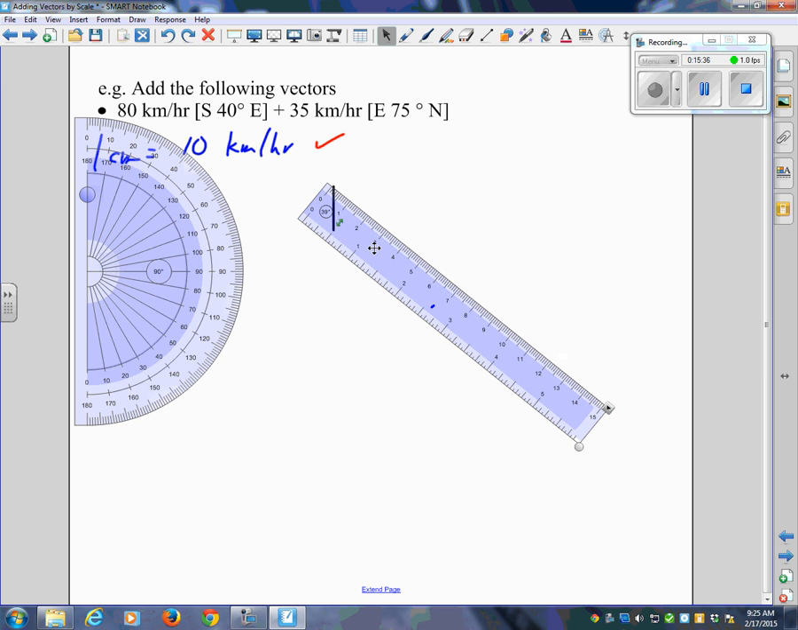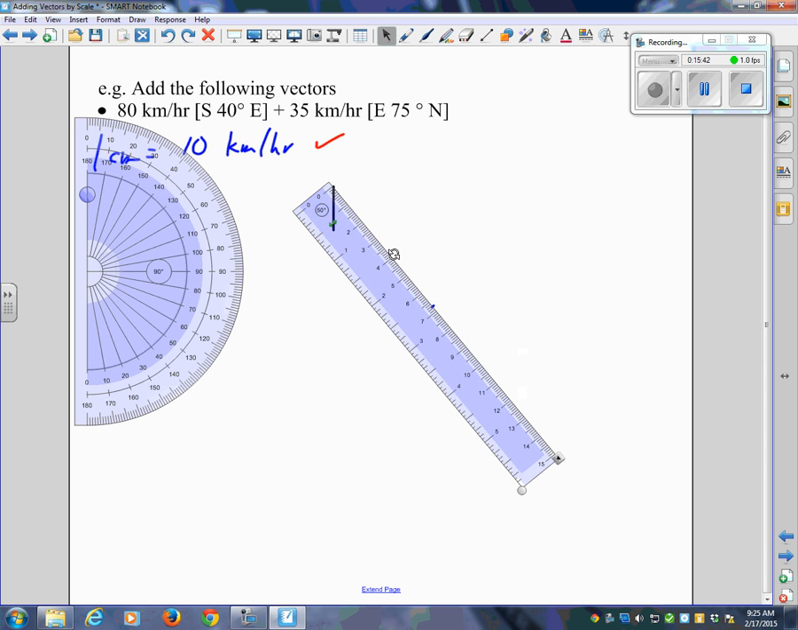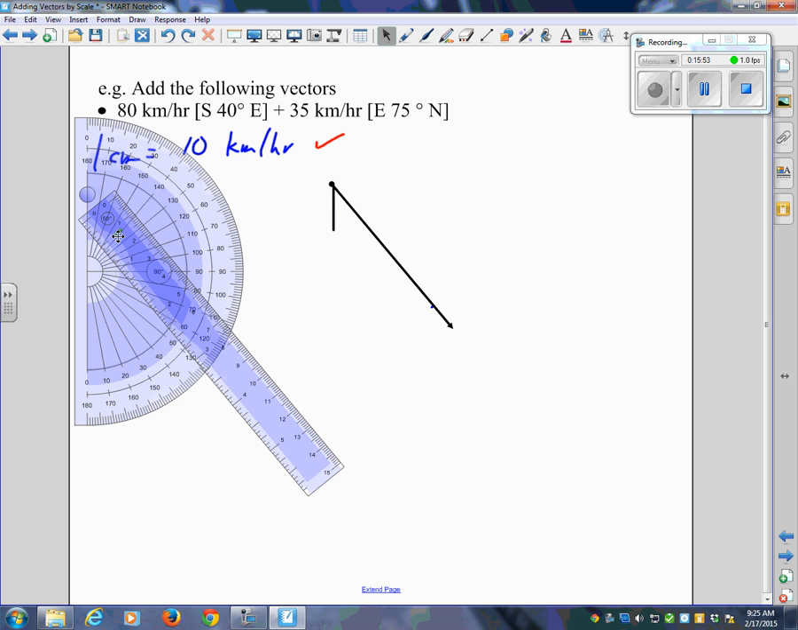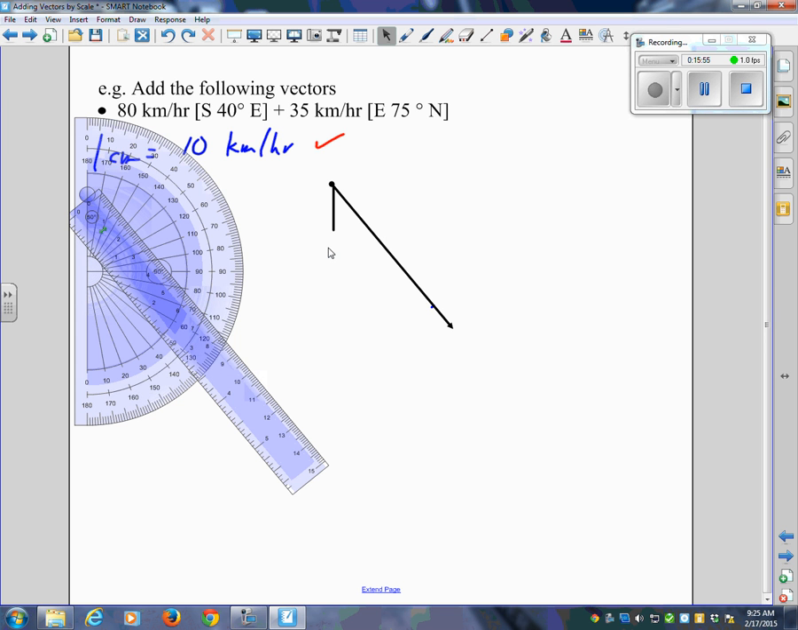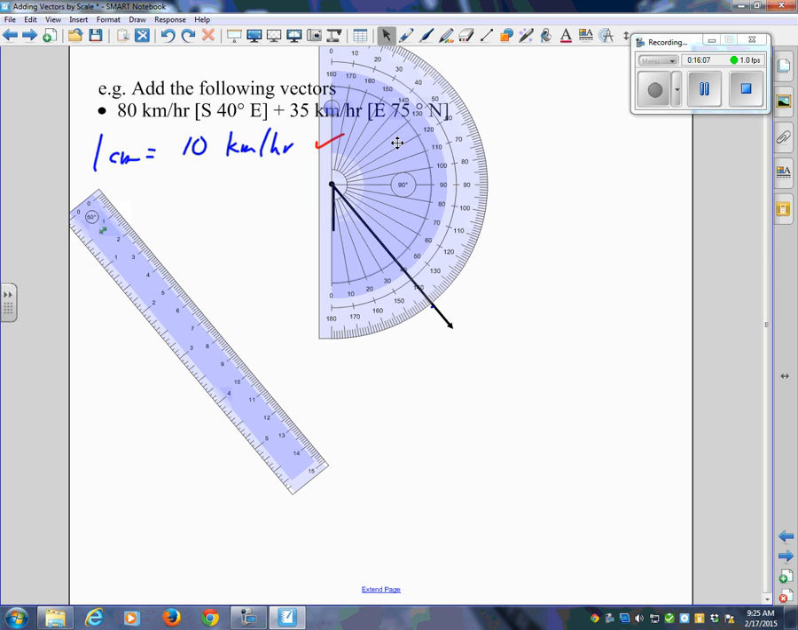East, east south, is that where I'm going? That's the east, 25, south. There's your first vector, looks like that. Is that what you got for the first one? We're talking south 40 east, right? So there's south. Oh, I went north 40. South 40 east, and I have to go 80 kilometers an hour. If 1 centimeter equals 10, then I'm going to go 8 centimeters long.